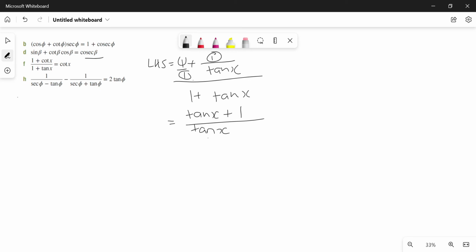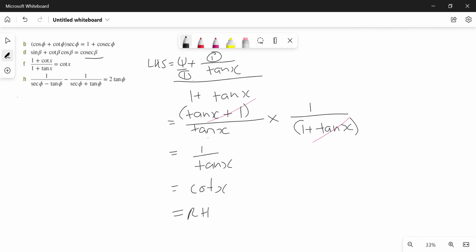Now we've got divided by 1 plus tan x. Well, that's the same as times by 1 on 1 plus tan x. So I'll just write it over here. It looks better. And you'll note that those two things are exactly the same, so they can cancel. So what's left? Just 1 on tan x, and 1 on tan x is the same as cot x, which is our right-hand side.